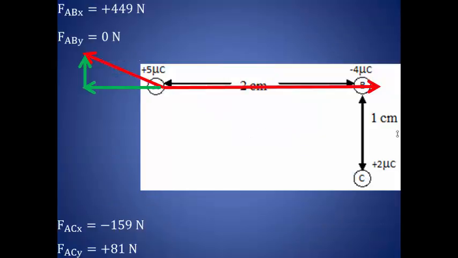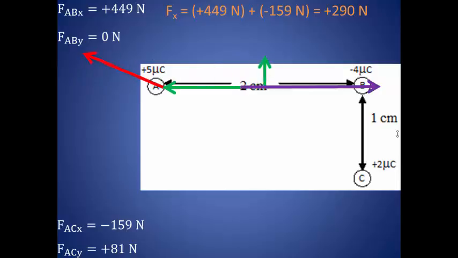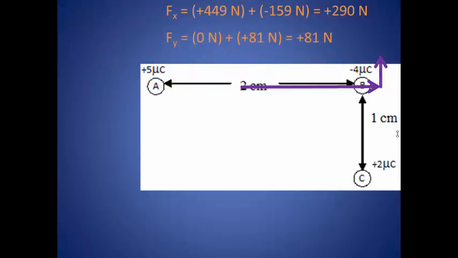Now that we have the components of each of our forces, we can use those to determine our resultant force vector. First, let's look at our x components. The x component of particle B acting on particle A is a positive 449 newtons, while the x component of particle C acting on particle A is negative 159 newtons. The two components are acting in opposite directions, so the two components will be subtracted from each other. The resulting x component ends up being a positive 290 newtons. The y component comes from the force of C on A, which is found to be positive 81 newtons. So that gives us the components of our net force.